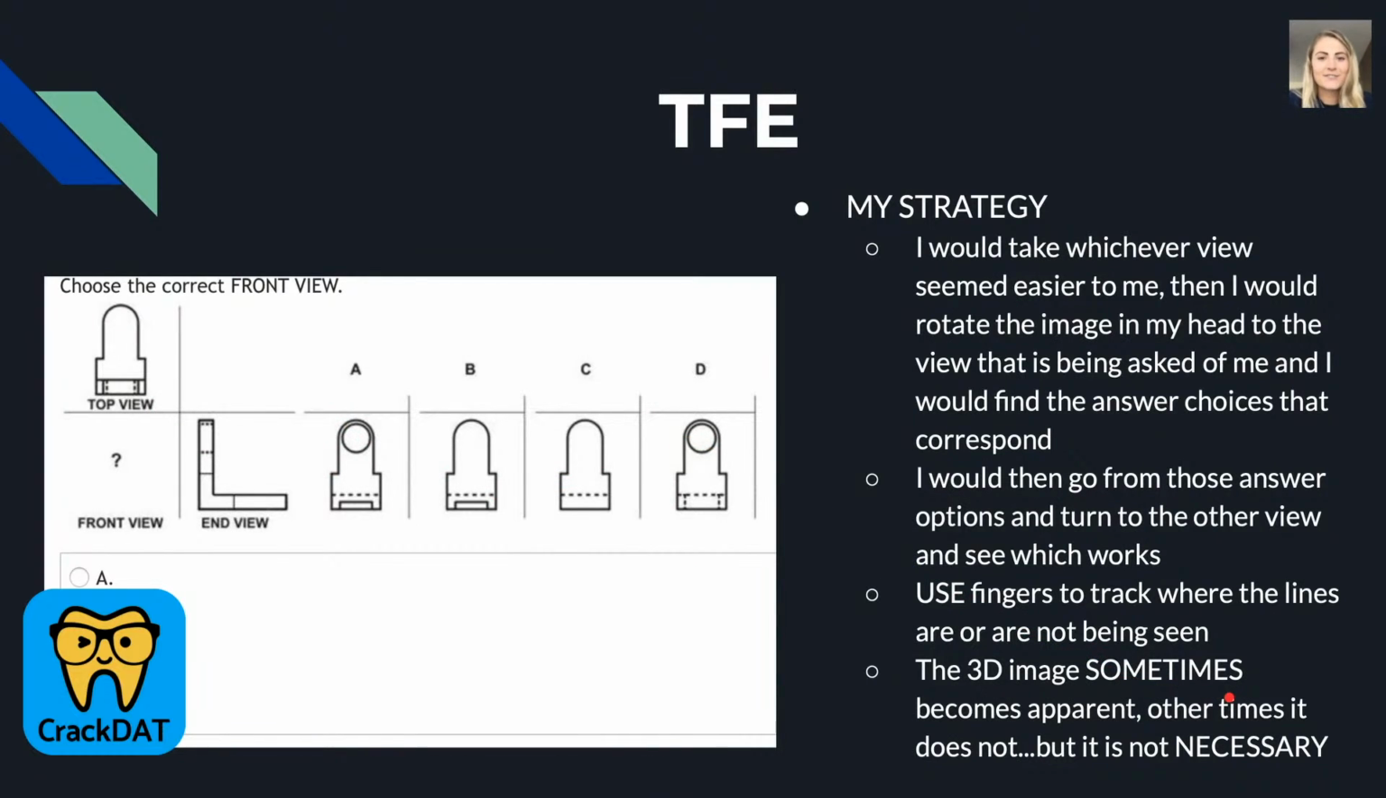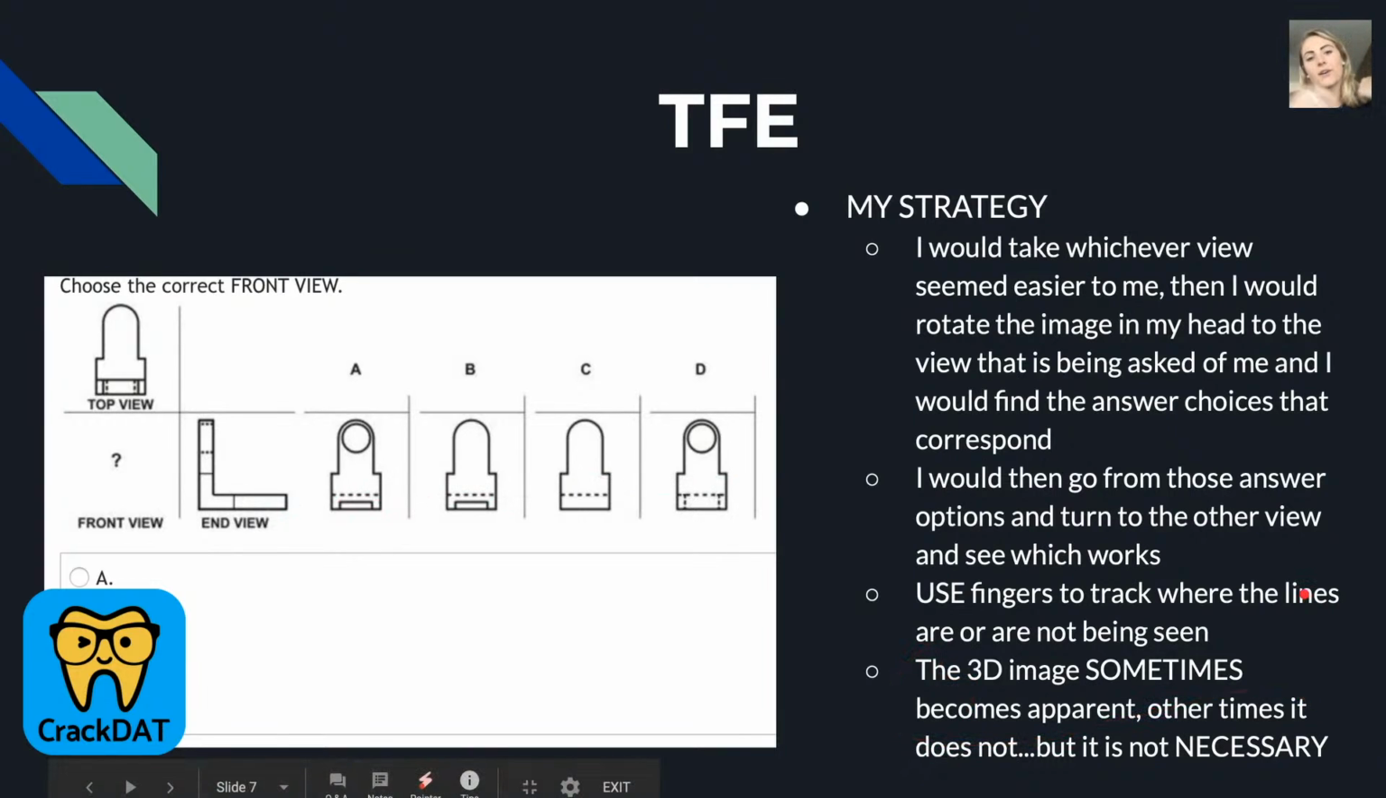What I mean by using fingers to track where the lines are and are not being seen is what I was doing with this pointer. When I go from here to here, that has to be a line, and here to here, that has to be a line. Then this vertical line has to correspond to a vertical line here, which would be this line and this line, or this line and this line. But you can't see an extra little line. You see how there's a space between here? That means there would be a space, so you know it's not A too. That's what I mean by using your finger to track, because you can literally go across and figure out what those lines are supposed to be.